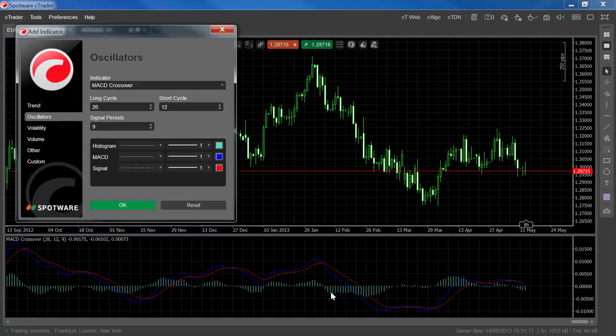A slightly more advanced signal is a divergent signal. This occurs when a trending market is making new highs or lows, but the MACD histogram is failing to make new highs or lows. This is a strong indication that a trend is exhausting.